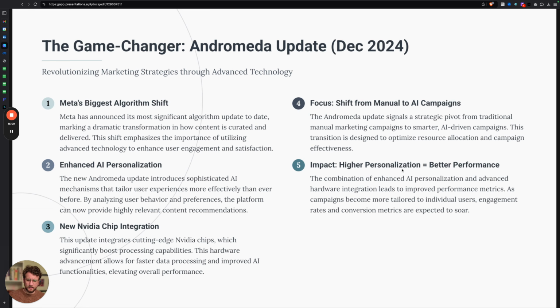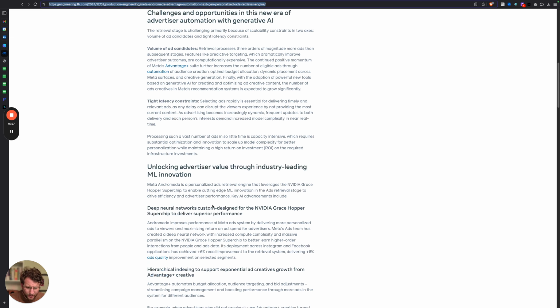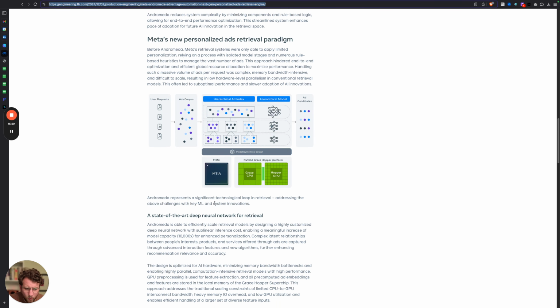So the big change that happened here was in December 2024, a little bit ago here. We had Andromeda get released by Meta, which is their new, more AI optimized algorithm. And if you're curious, you can read on their engineering blog all about it and learn about what exactly this is. The ultimate takeaway from this model is that it's switching more over to a neural network, sort of random forest style model. That's going to be a lot more personalized.